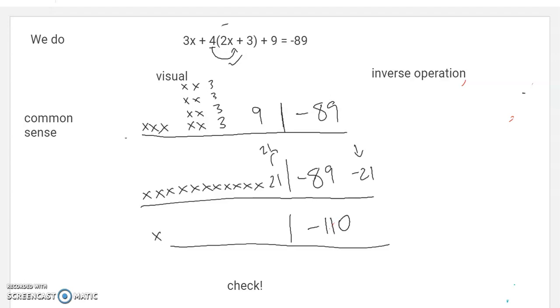And there are 11 x's here. 4, 5, 6, 7, 8, 9, 10, 11. And let's see here. That would mean each 11 times 10 is 110. So each one of those would be negative 10, I believe. So x equals negative 10. Ta-da!